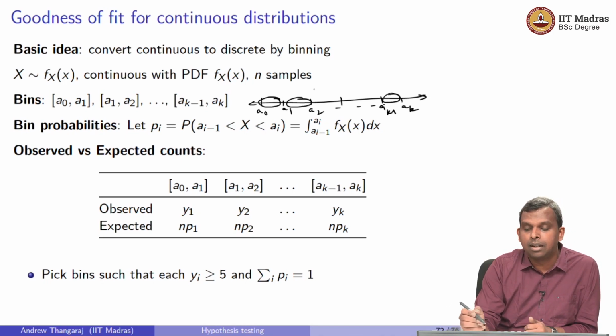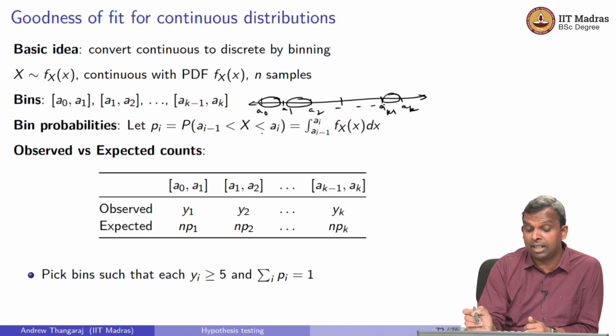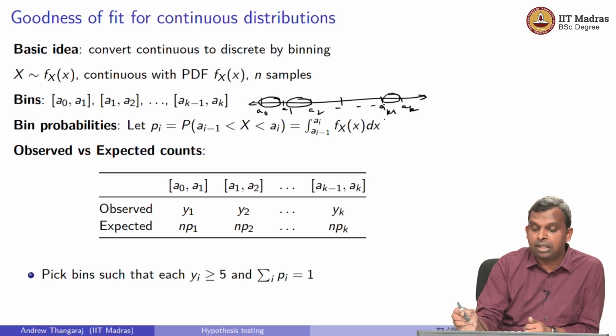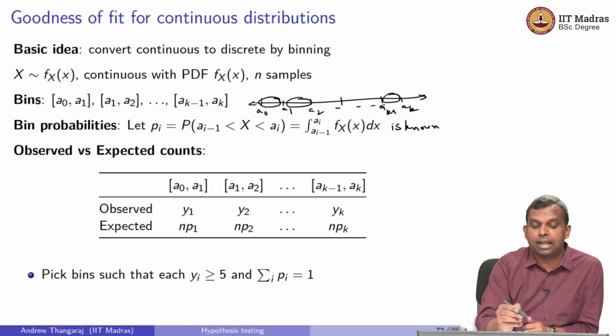You have n samples; some of them will fall into this bin, some into this bin, some into this bin. You just count how many samples fall into each bin. So, the bin probabilities, the probability that X falls within that interval, I can calculate. I know the PDF of X. What's the probability that X is between a_{i-1} and a_i? I will call that p_i, and given the PDF I can find it: I integrate from a_{i-1} to a_i f_X(x) dx.